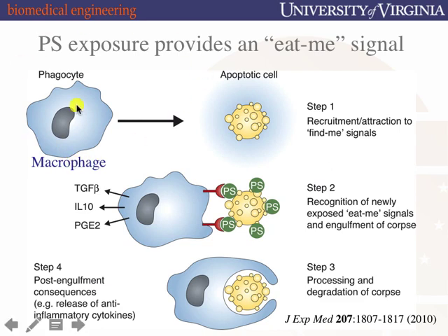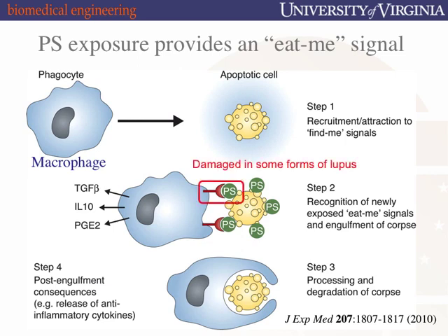We now call them macrophages. Okay, and these guys have receptors on their cell surface that recognize phosphatidylserine, and the engagement of those receptors with phosphatidylserine induces a process known as phagocytosis. They will literally engulf that cell and continue to digest it.